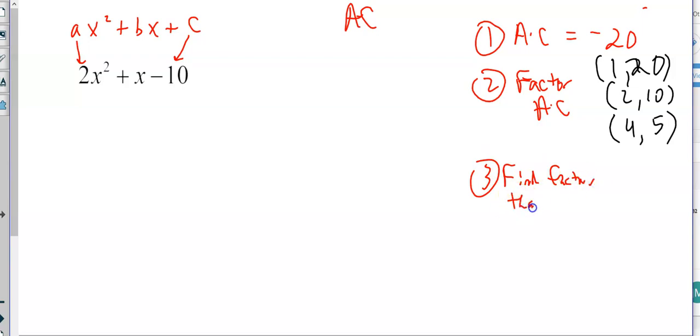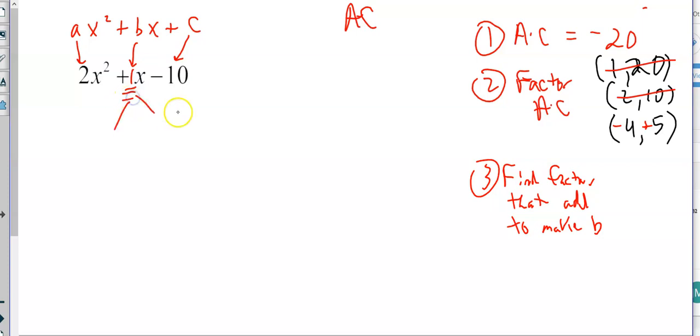that add to make B. When I say B, I mean the coefficient. B is the coefficient in front of X. In that case, it's 1. So which one of those add up to make 1? So 1 and 20 don't add to 1. 2 and 10 don't add to 1. 4 and 5 could if, and again, this is negative 20, the 4 was negative and the 5 is positive. I think that actually works, right?